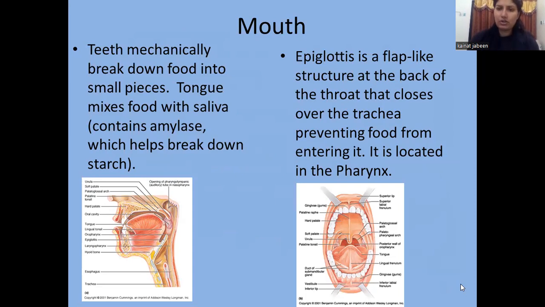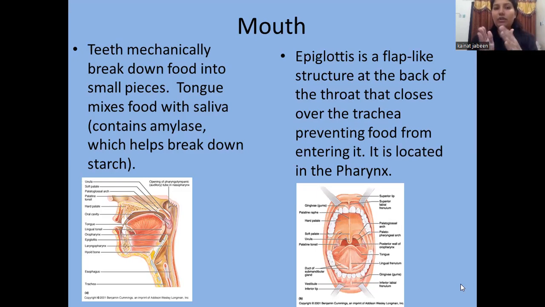That is the first organ. So we have the teeth. As I told you before, the teeth are going to mechanically break down the food into smaller pieces. Your tongue is going to mix the food with the saliva, and saliva contains an enzyme that is amylase. Amylase enzyme is involved in the breakdown of starch.